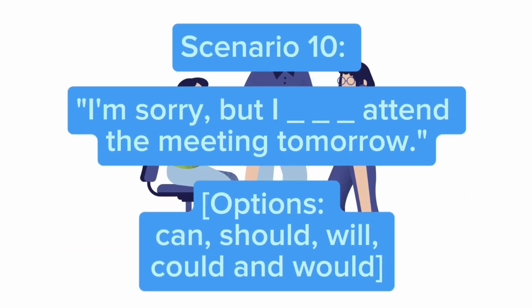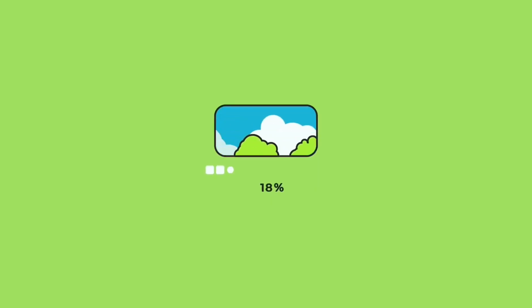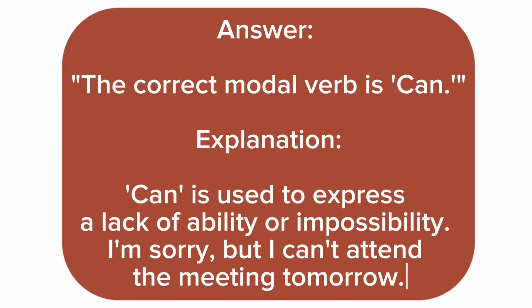Scenario 10. I'm sorry, but I attend the meeting tomorrow. Options: can, should, will, could, and would. Answer: the correct modal verb is can. Explanation: can is used to express a lack of ability or impossibility. I'm sorry, but I can't attend the meeting tomorrow.